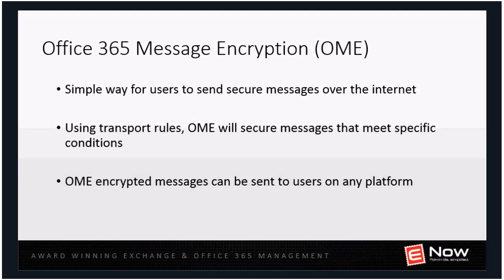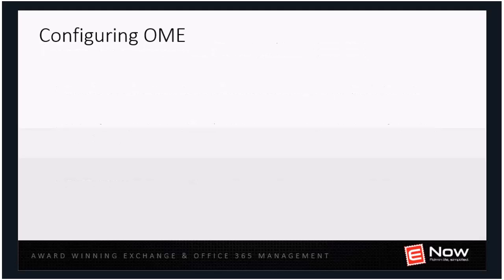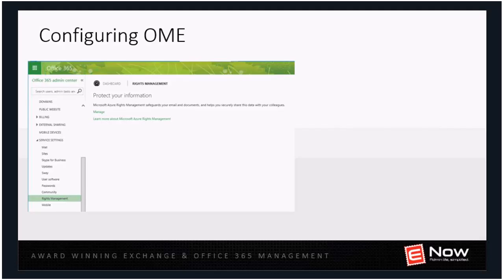Microsoft's aware of that shortcoming, and I expect that may change in the relatively near future, but we don't have any exact timeline when there'll be an alternate way to kick this off. So we're going to show you how to configure OME. First thing you have to do is to turn on rights management.